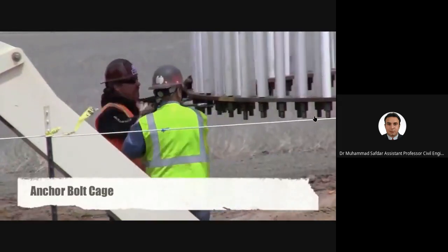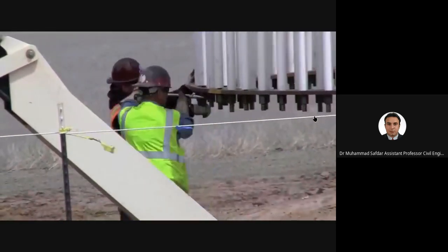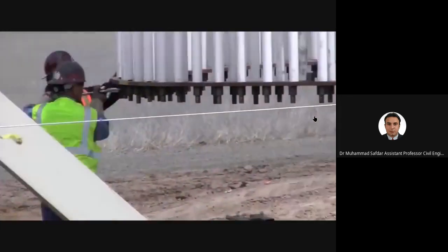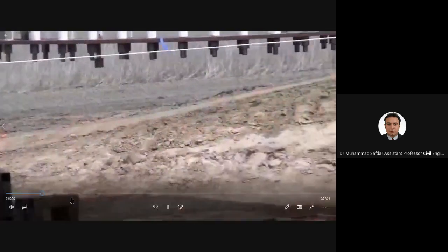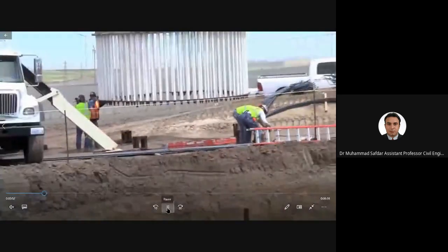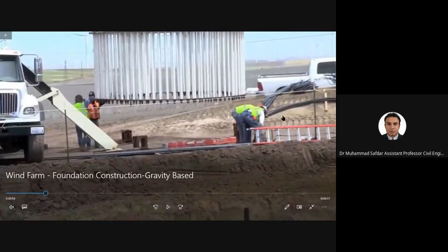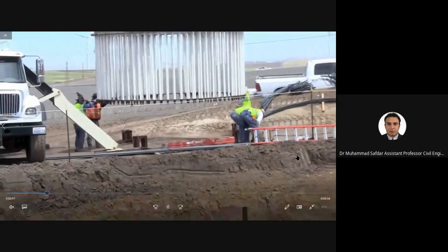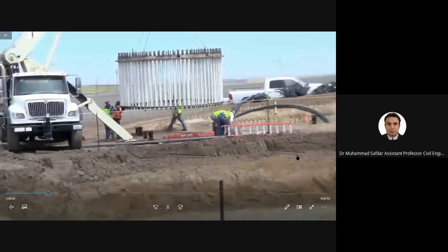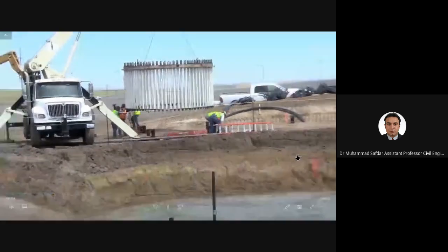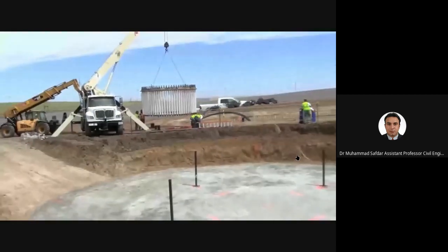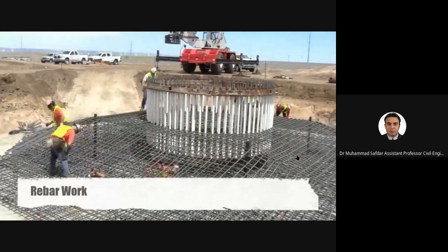When I was working in Canada, one of my friends was investigating the soil. You can clearly see it looks like clay soil. Different moisture content is there, and the layering is different. He installed different kinds of instruments on top of the gravity-based foundation. That's how they construct the gravity-based foundations for the wind turbine.